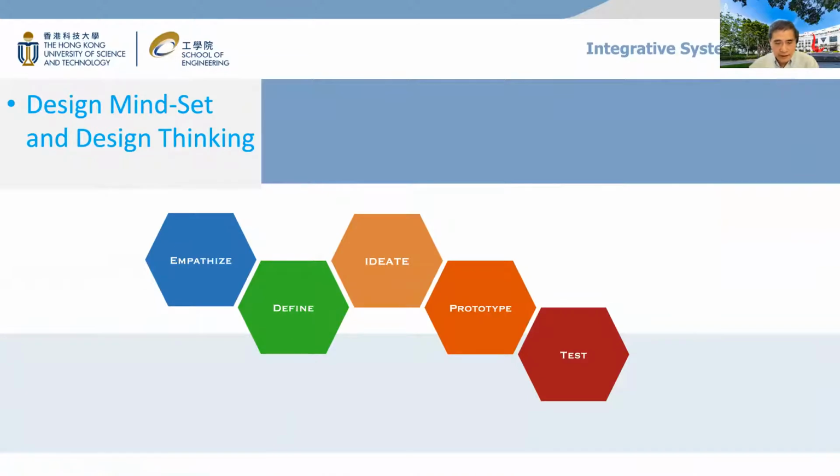And then we have courses that talk about the design mindset and design thinking. When we design a system or a product, we need to go through these five phases of the design thinking process. First, empathize, which is to understand your user. Then you define your problem, and then come up with different ideas to solve the problem, and then do a prototype, and then test it. If it doesn't work out, you go back and iterate again. So this is the whole design thinking process, and we have different courses looking at the different steps in it.